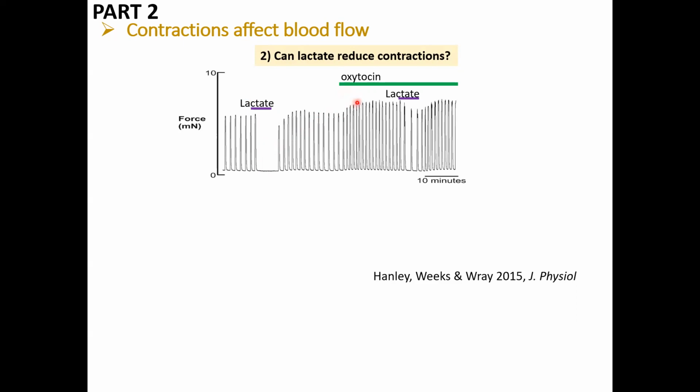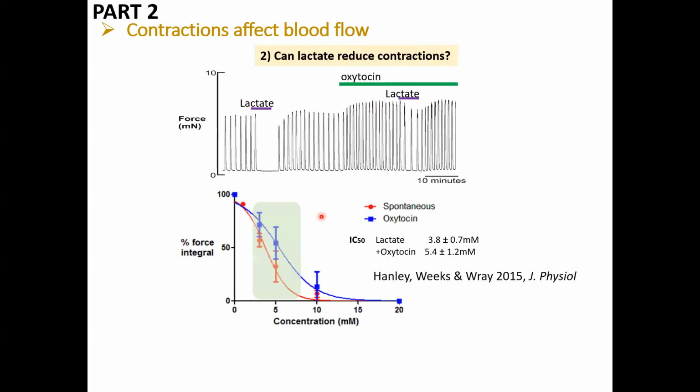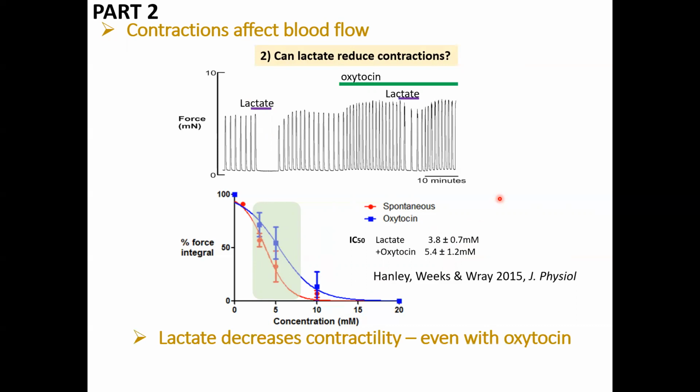If we stimulate this tissue with oxytocin, which is done in labours where contractions are not going well, and then add lactate, you can see that's still a decrease in frequency, decrease in amplitude of contractions. So with or without oxytocin in the physiological range, lactate decreases force, decreases contractility.